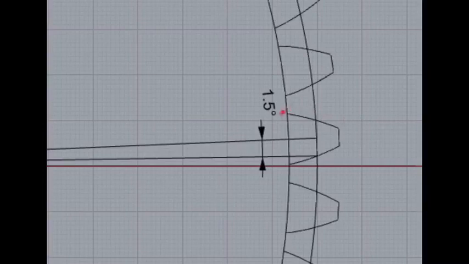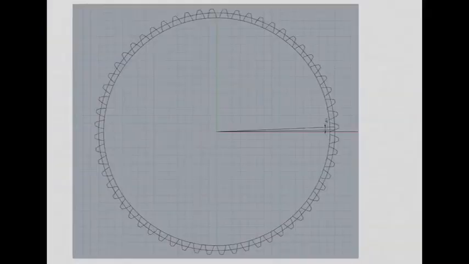And once you have the full tooth drawn correctly, you can now make 59 further copies spread around the circle at the correct angle to fit in all 60 teeth in total around your gear. And that is what your gear would look like with all 60 teeth drawn.